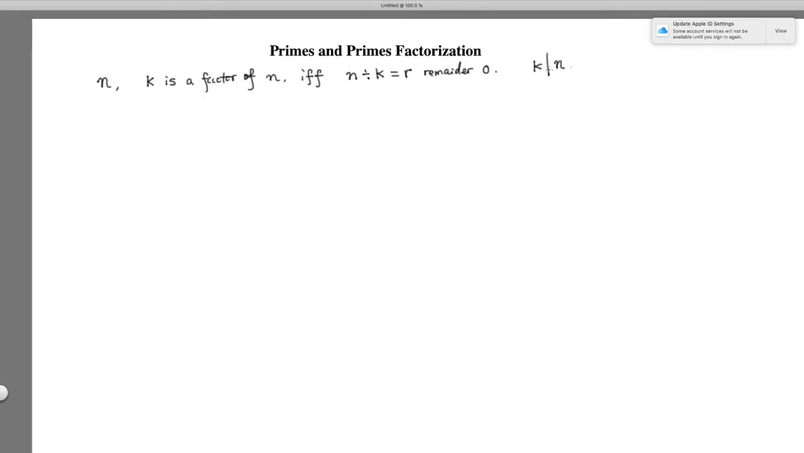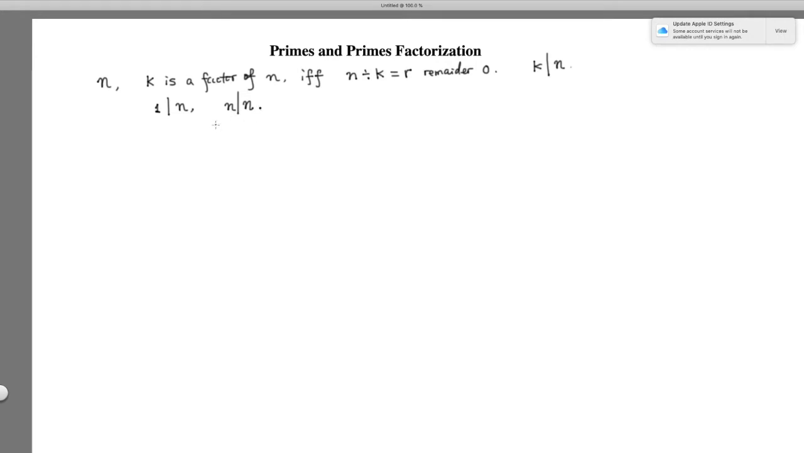Of course, k is also known as a divisor of n. Factor and divisor are equivalent. By this definition, we know that 1 is always a factor of n for any integer n, and n is always a factor of n, because when I divide n by 1, the remainder is always 0, and n by n, the remainder is always 0.